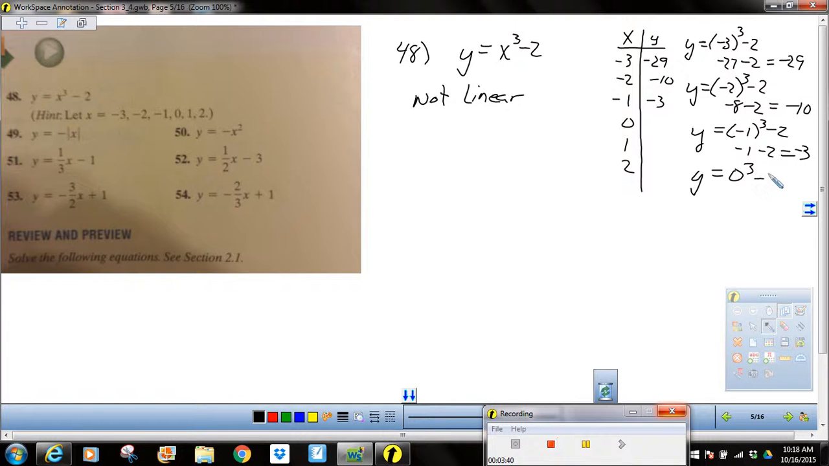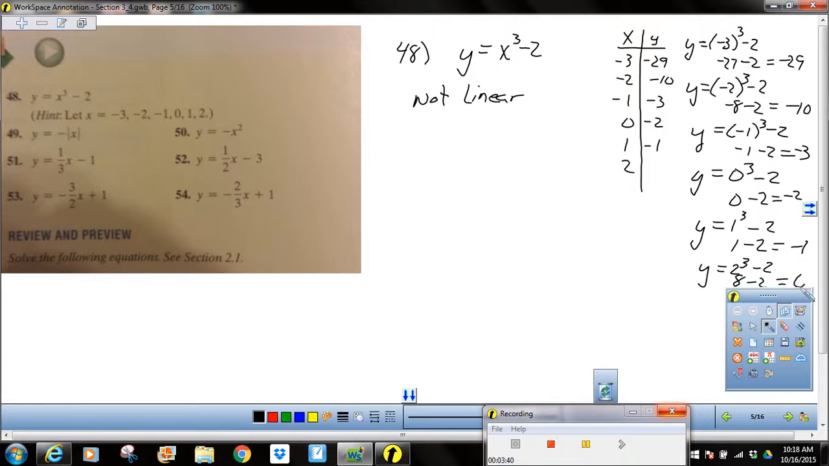I have 0 to the third power minus 2. 0 times 0 times 0 is 0, minus 2 is negative 2. Now I'm doing 1 to the third, which is 1. Take away 2, it's negative 1. Two to the third is 8, minus 2 is 6.